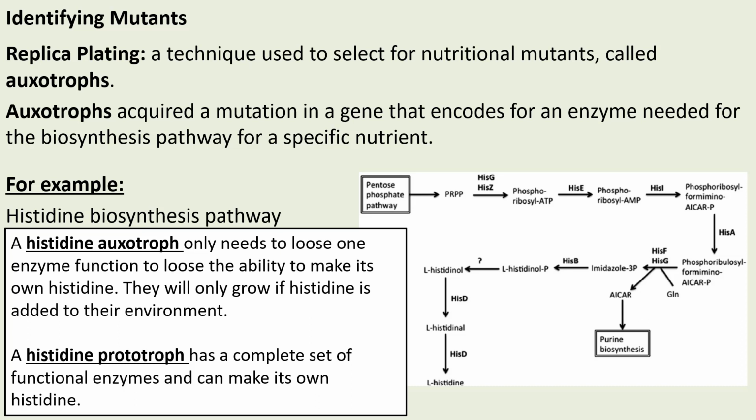Now I'm showing you the pathway here in the lower right hand corner of the slide. In order for a bacteria to not be able to make this amino acid histidine, it needs to miss one of these enzymes, or one of these enzymes has to have a mutation that prevents it from functioning. In this case, this bacteria is called a histidine auxotroph.